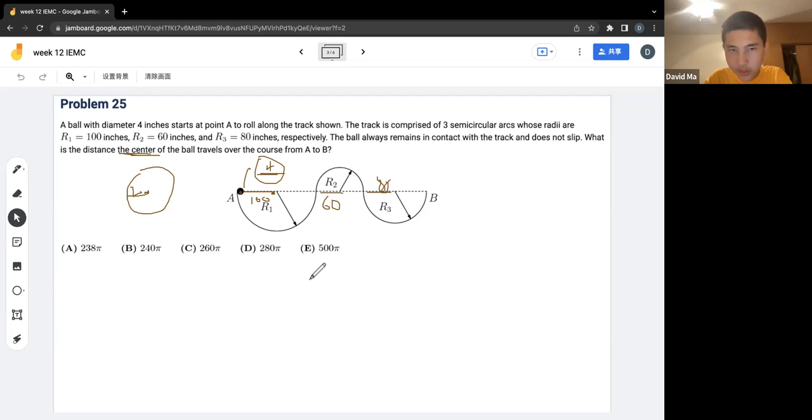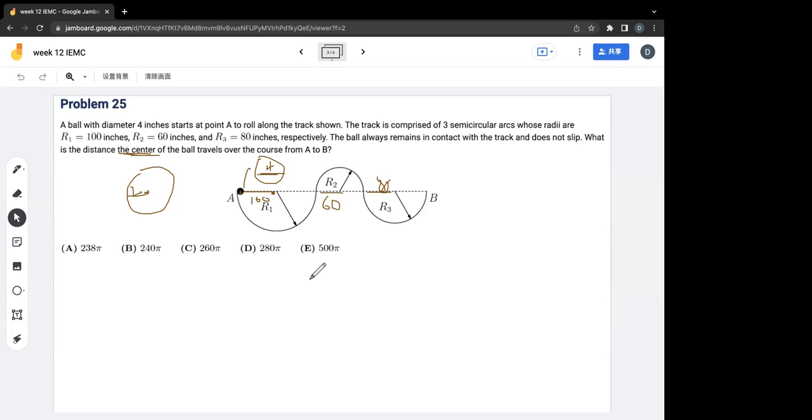Loy and Joyce, have you guys learned about how to calculate the circumference of the circle? No. No.